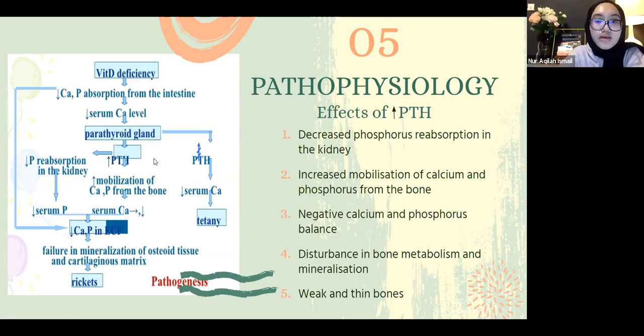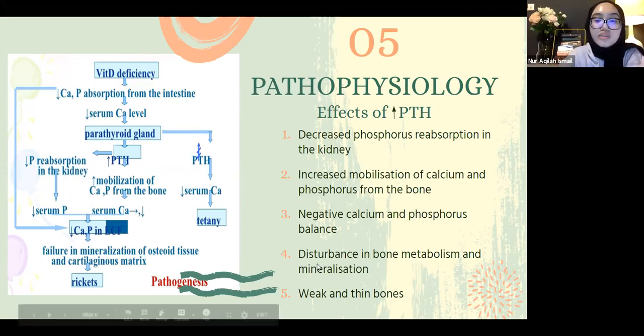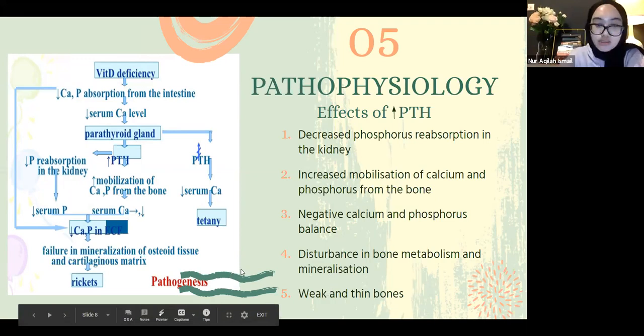Okay, so what are the effects of parathyroid hormone? It will decrease the phosphorus reabsorption in the kidney and increase mobilization of calcium and phosphorus from the bone. That's why you can see here that serum calcium can be normal or low depending on the compensatory mechanism by PTH. But regardless of that, the balance between calcium and phosphorus is still negative because there is loss of phosphorus from the kidney. So this negative calcium and phosphorus balance can disturb the bone metabolism and mineralization, in which this process actually requires an adequate amount of both calcium and phosphorus. So the patient can present with bone changes, which is consistent with rickets.